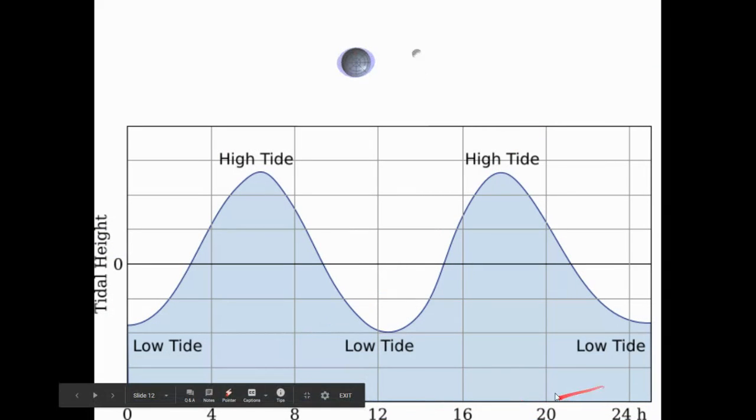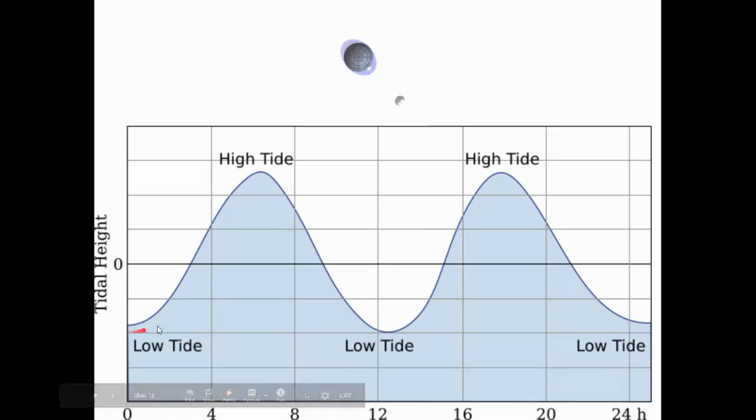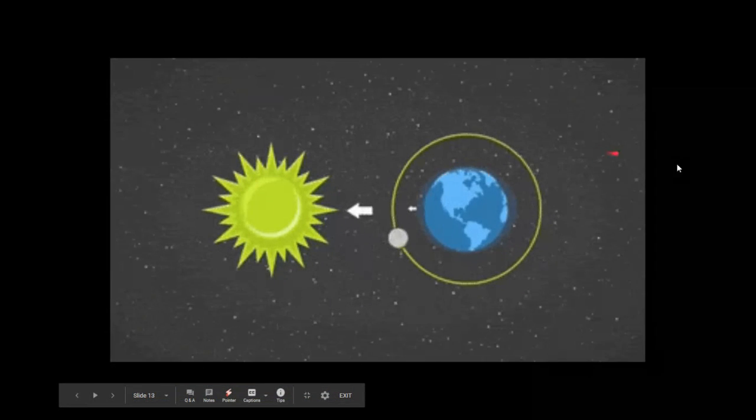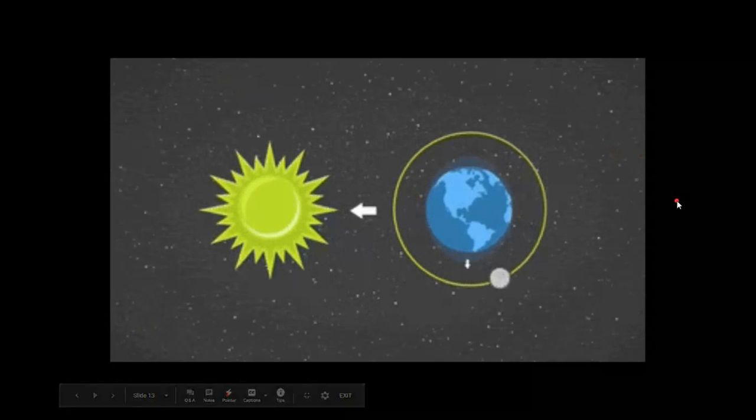So in a 24 and a half-ish hour cycle, you should see a low tide, a high tide, a low tide, a high tide, and it's a continuous cycle from there on out. As the earth is moving, it's spinning, sometimes closer to the moon, sometimes farther away, you get that high and low tide effect. And you can see that in this animation here.